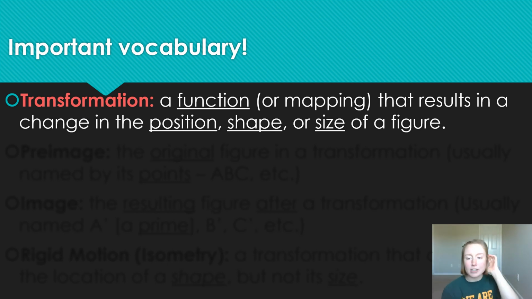Okay, so the official definition is that it's a function or a mapping that results in a change, and that important word right there is change, right? In the position, shape, or size of a figure.